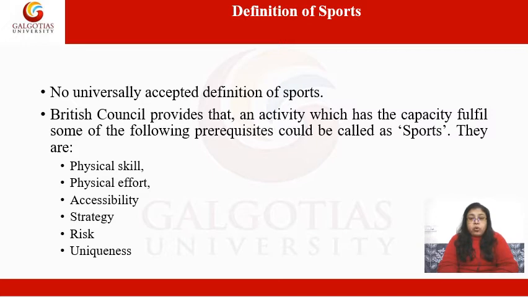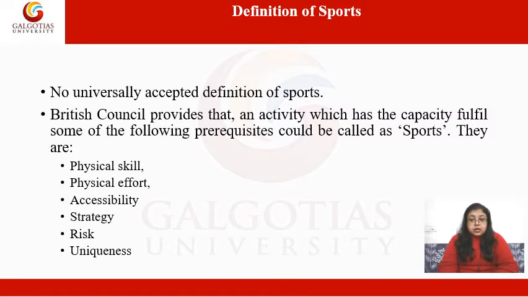But in spite of all the effort taken to define the concept of sports, we can say that there is no universally accepted definition of sports. However, there are various bodies who have taken serious effort and made serious research so as to bring together different aspects and corners of sports and come up with a definition. One such body is the British Council. The British Council provides that an activity which has the capacity to fulfill some of the following prerequisites could be called sports. The requisites which they have outlined are physical skill, physical effort, accessibility, strategy, risk and uniqueness.